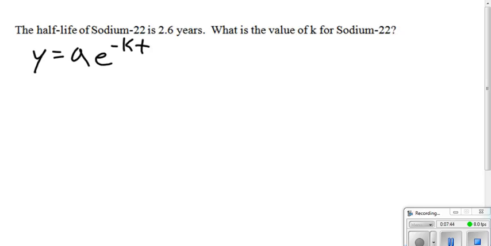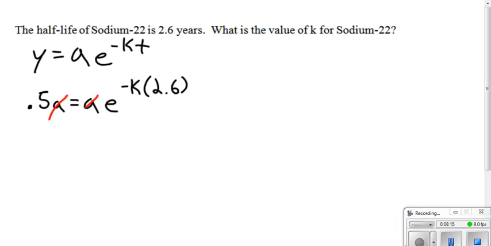Now, we don't know exactly how much we have, but we know that there's only half left in the end. So half of a equals a, how much we started with, times e to the, we don't know our k value, so negative k, but we know that it takes 2.6 years for it to come down to half. Other things we know, we can take out a right away, divide both sides by a. So we're left with 0.5 equals e to the negative k times 2.6.